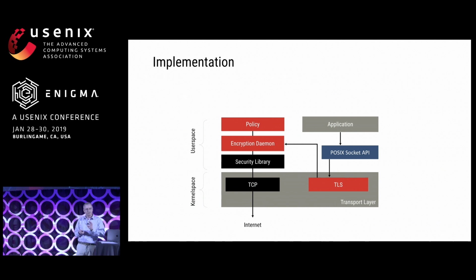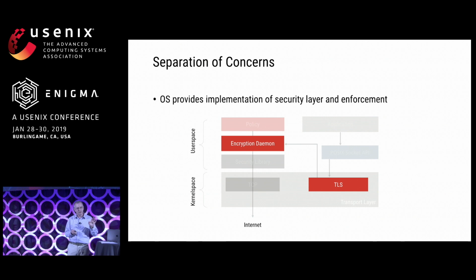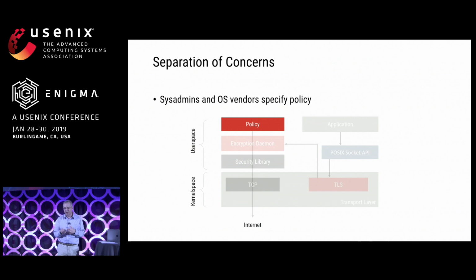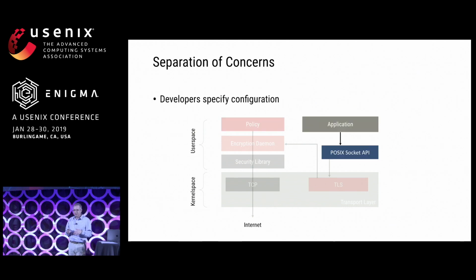All right, now I promised you I was going to follow some principles, so let's walk through separation of concerns here. The operating system is going to provide the implementation of the security layer and the enforcement of that policy. The system administrators or the operating system or device vendors can specify policy. That's going to include things like minimum TLS versions, acceptable cipher suites, even in a preference order. It could include mandating certain things about certificate validation, like checking revocation status, if you would like to enforce that for your applications. And then developers, when they write code, are going to specify configuration of that TLS connection.